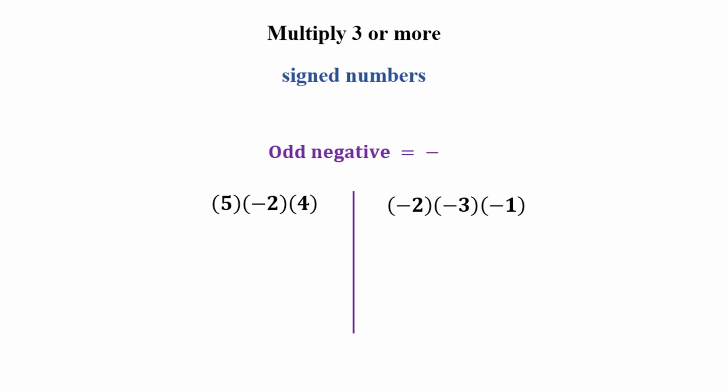We're going to multiply three or more integers. If the number of negative signs is odd, we write a negative sign. Then we multiply the numbers. For example, find the product of 5 times negative 2 times 4.